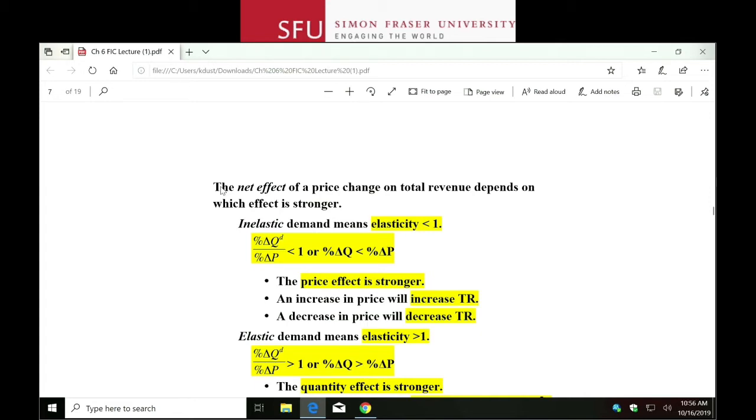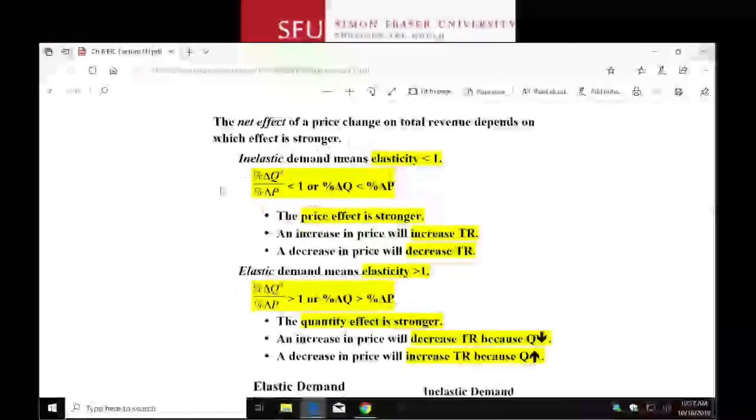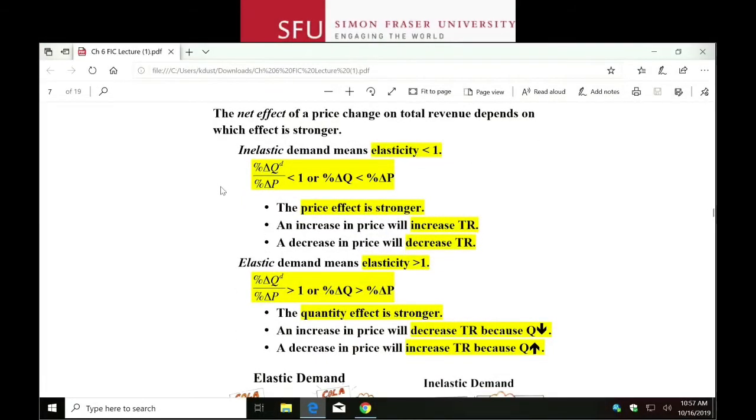So if you raise your price, people will buy a lot less. And so then you will lose revenue. If you lower your price, people will buy a lot more, so you will increase your revenue. And so that's why you tend to see sales on things that are luxury items. Okay, so raising the price will decrease your revenue because you sell a lot less. And decreasing the price will increase your revenue because you will sell a lot more.